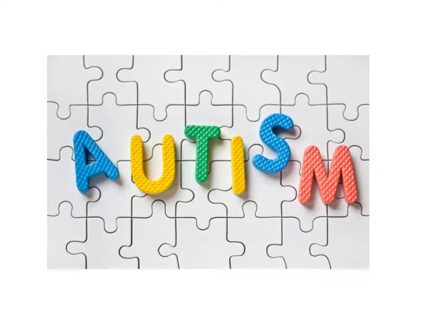In this lesson, we're going to talk about autism spectrum disorder. Now, autism is a spectrum disorder, which means that the characteristics of autism can range from mild to severe and can be different in each person with ASD.